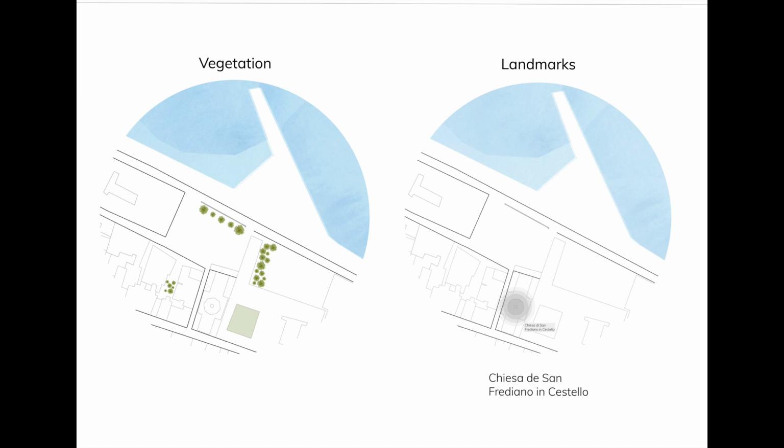On the left side, we can see the vegetation, how many trees we have on the site right now, and the landmarks, that is the church. Here, we can see that the vegetation could also be used as a barrier, separating the street from the area we can work on.